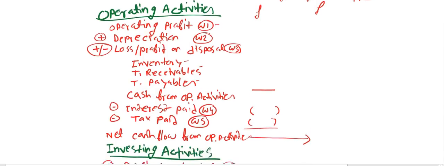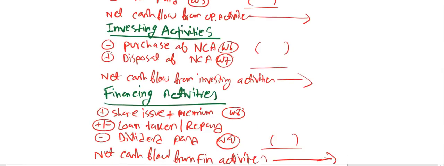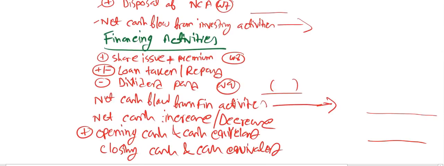Interest and taxes paid are deducted. Then you get your net cash flow from operating activities. Further down is investing activities, and in investing activities there are only 2 items. If you purchase any non-current asset, it makes your cash go down, that's why it's a minus. Disposal of a non-current asset you add, and you get net cash flow from investing activities. Moving to the third bit, financing activities. Share issue makes your cash go up, so plus. Any loan taken is up. Loan repayment is down. Dividend makes your cash go down. You get net cash flow. Then you get the net increase or decrease in cash and cash equivalents. Add your opening cash and cash equivalents, and you get the closing.